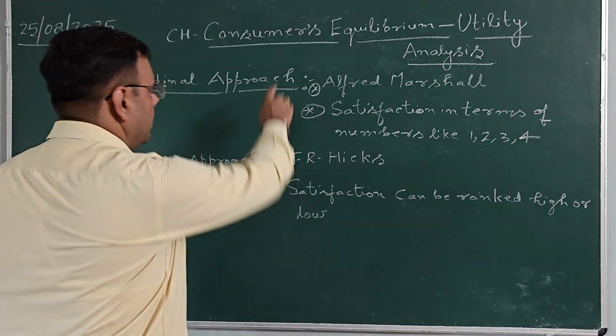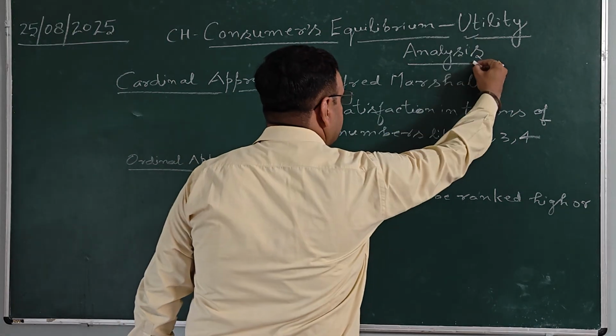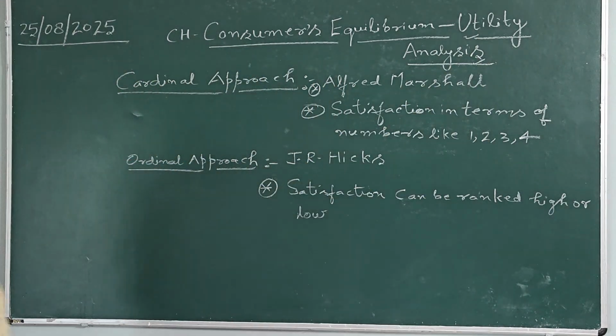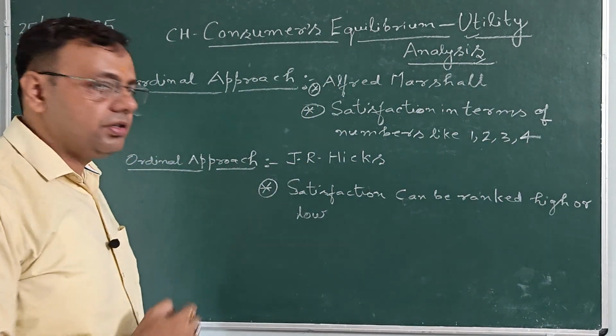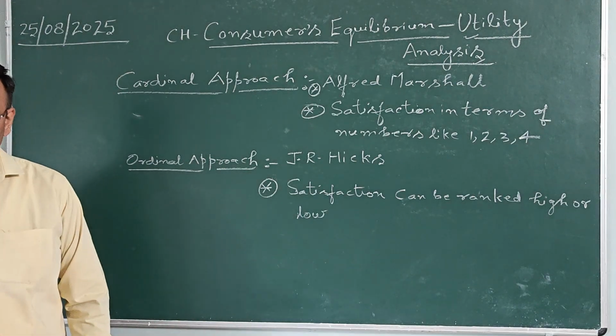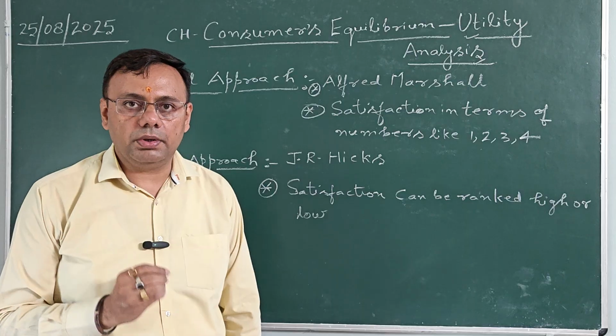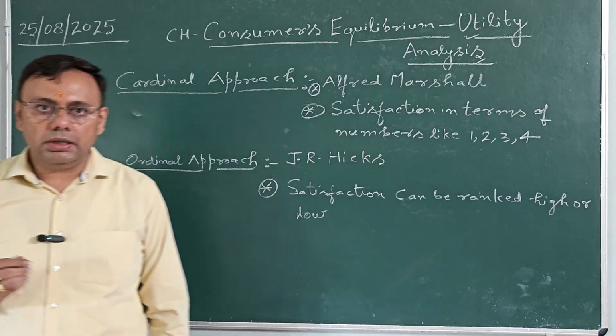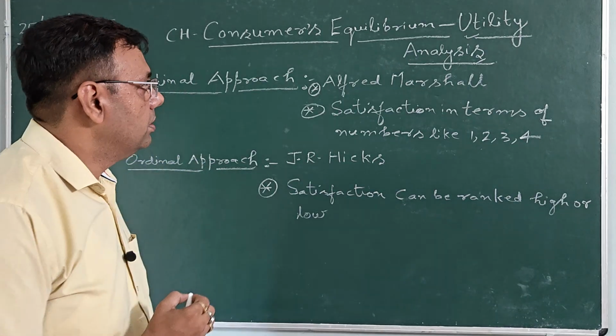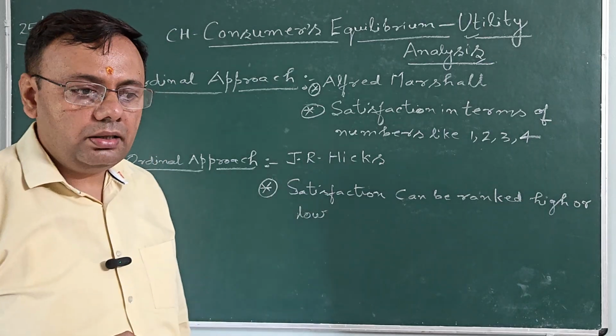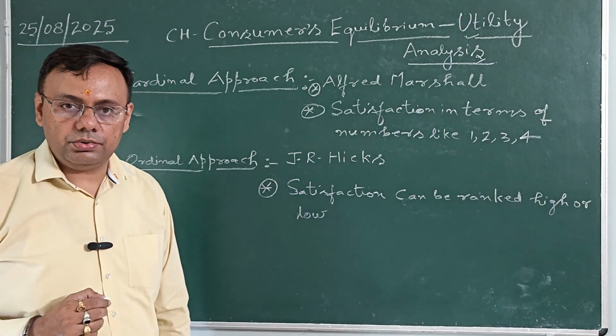Today's chapter is Consumer Equilibrium Utility Analysis. Equilibrium refers to the satisfaction of the consumer, right? So, how do we find out the satisfaction level of the consumer? There are basically two approaches: the utility approach and the indifference curve approach.